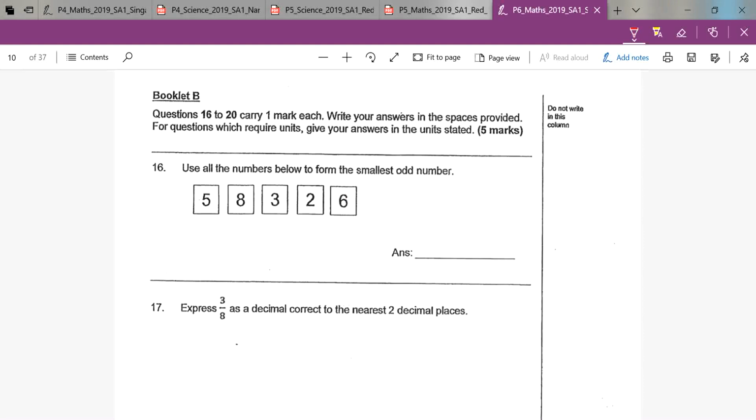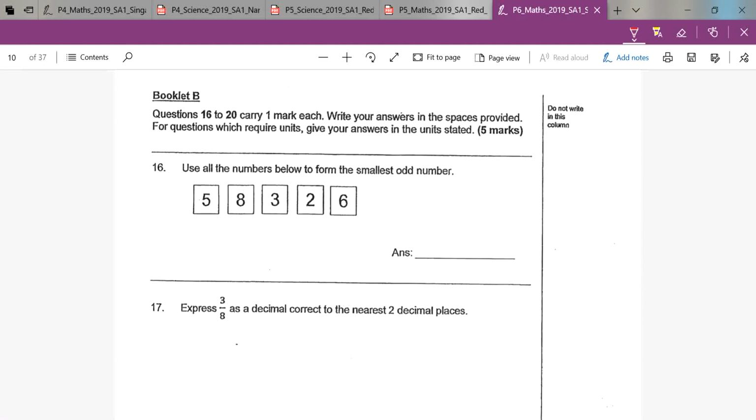So this video is going to be about the primary 6 math paper from last year, 2019, by the school SCGS, Singapore Chinese Girls School. And without further ado, let's look at booklet B. Remember, booklet B is part of paper 1, so no calculators are allowed.